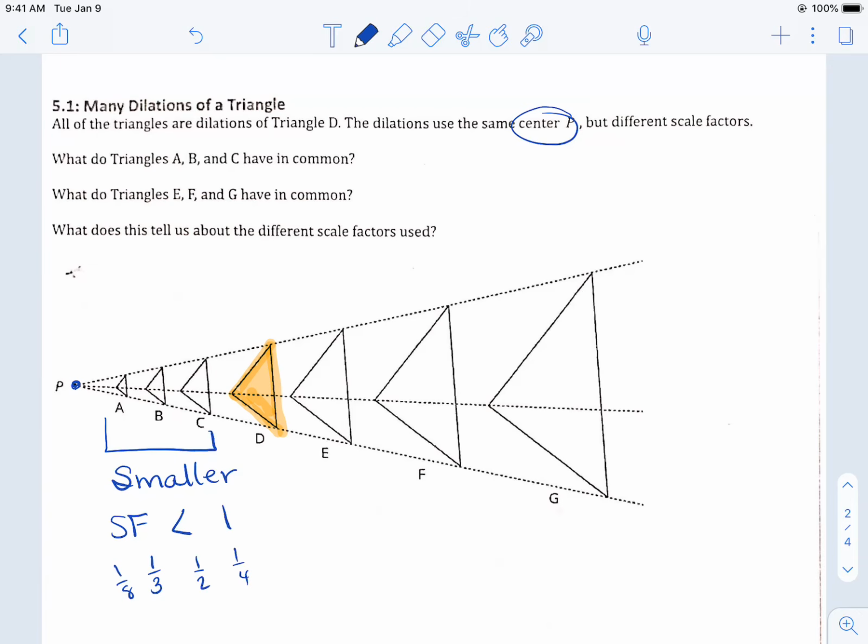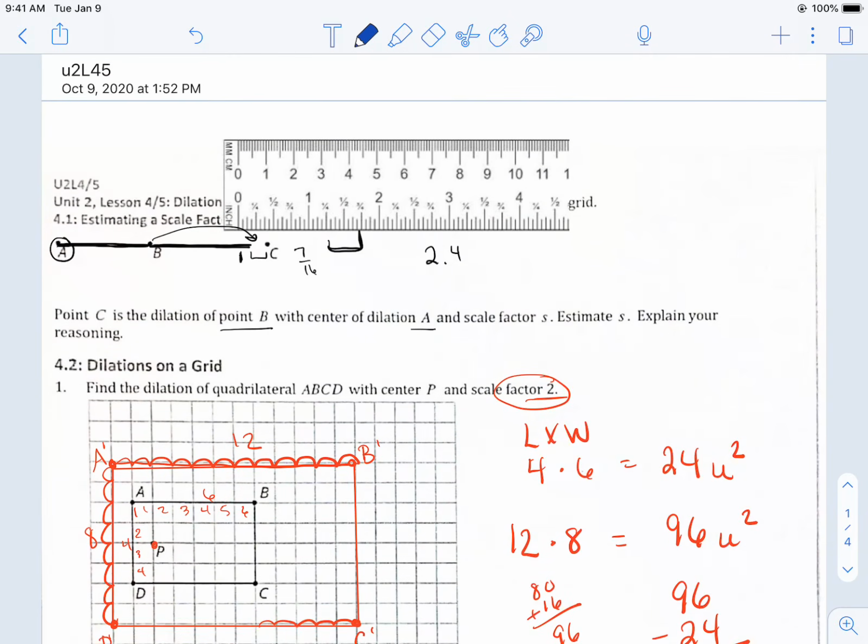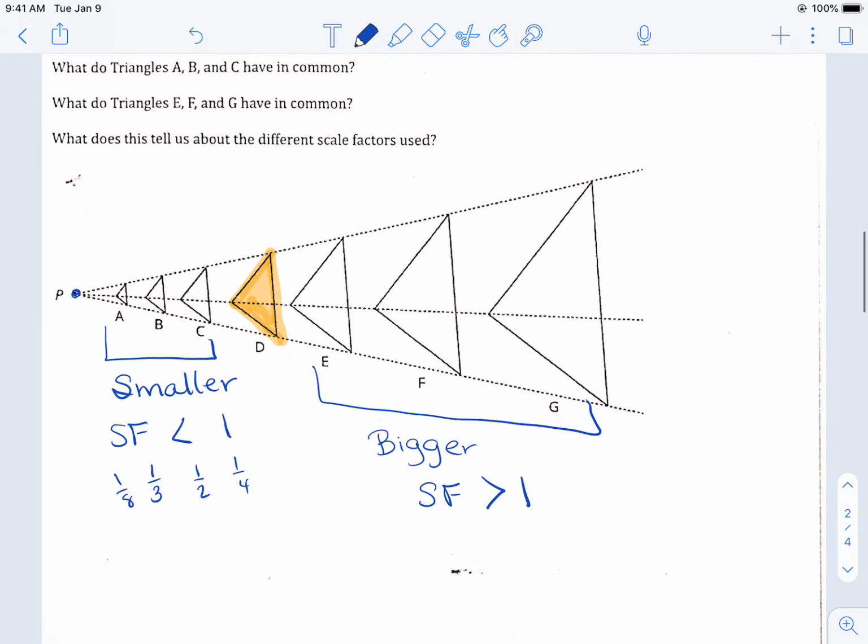What do triangles E, F, and G have in common? Well, here's E, F, and G. Okay, well, we're comparing it to D, to triangle D right here. So let's see. They're bigger. They're still using the same center point. And if we look and say, okay, they're much bigger, then what does that tell us about the different scale factors? Well, if we got bigger, our scale factor would have to be larger than 1. So it could be a whole number, or it could be like 2.5 or 2.8, or like when we estimated at the beginning, we said 2.4. So it could be something that is even bigger.